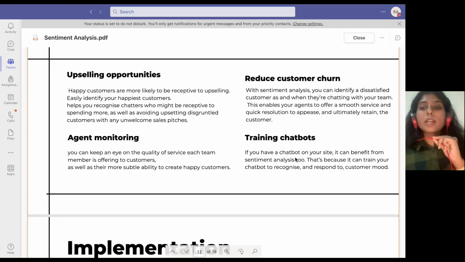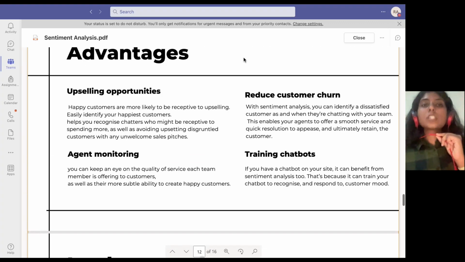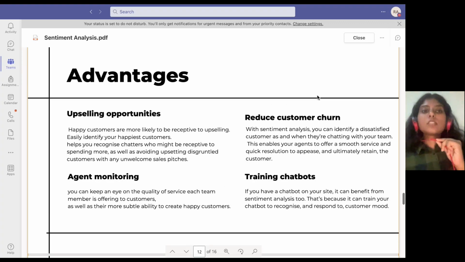Training chatbots. If you have a chatbot on your site, it can benefit from sentiment analysis too. That's because it can train your chatbot to recognize and respond to customer mood. According to the customer mood, you can train the chatbot. So by analyzing the customer, it chats accordingly. These are the advantages which will improve your business organization or e-services.